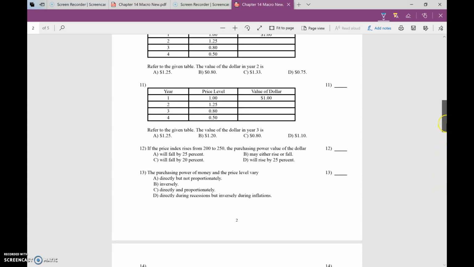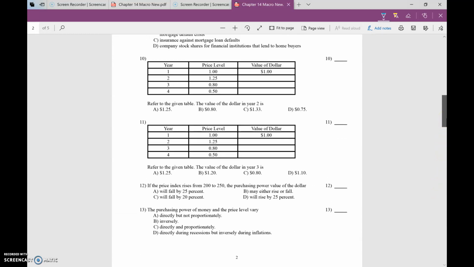Now I want to take a look at questions 10, 11 and 12. So there is a formula that relates price to value. Here, question number 10 is asking us to find the value of the dollar in year 2. Because the price level is 1.25, the value will be equal to 1 over 1.25, and this is pretty straightforward. So it's going to be 1 over 1.25. So this is the answer to this question.